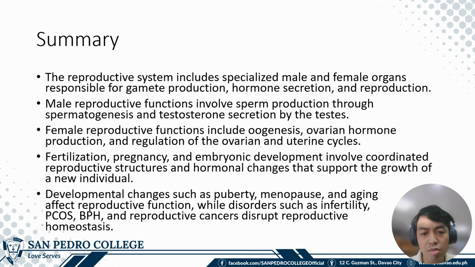Fertilization, pregnancy, and embryonic development involve coordinated reproductive structures and hormonal changes that support the growth of a new individual. And developmental changes such as puberty, menopause, and aging affect reproductive function, while disorders such as infertility, PCOS, BPH, and reproductive cancers disrupt reproductive homeostasis.